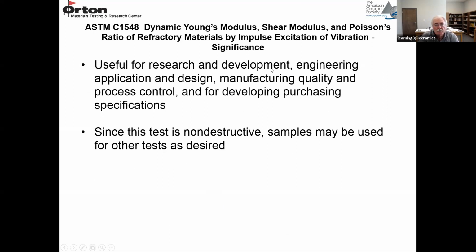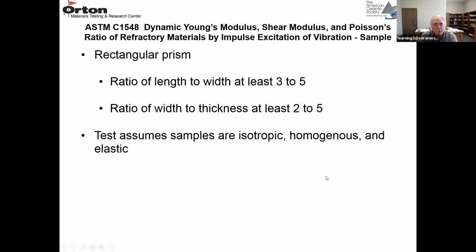This measurement is useful for research and development, engineering, application, and design. People that are doing stress analysis in refractory vessels by finite element analysis need the elastic properties. It's a quality control or process control test, and it's used in data sheets for product specifications. And again, it's a non-destructive test, just like the previous one. So you can use the sample for other types of tests.